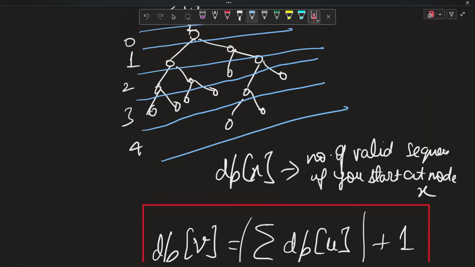Okay, so you can just write your final answer, like you can start your DP from this only, just don't take DP of root. Okay, write the base case as DP of these only. Okay, that will handle it.